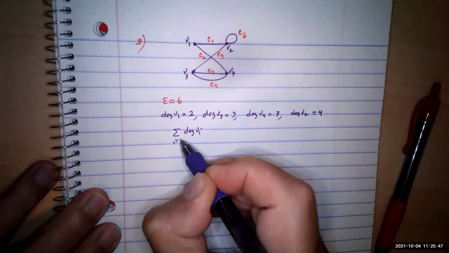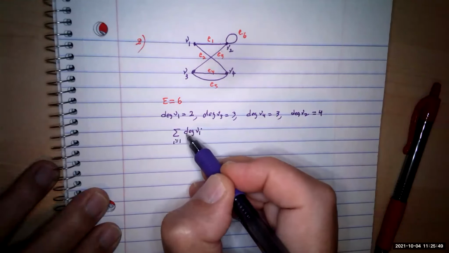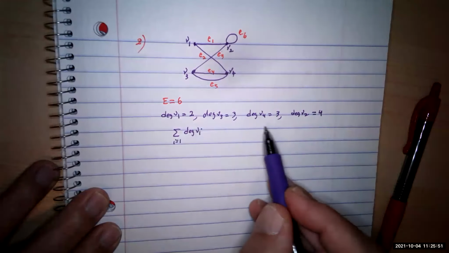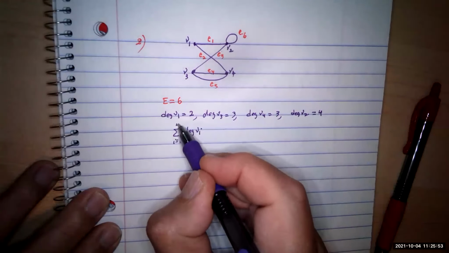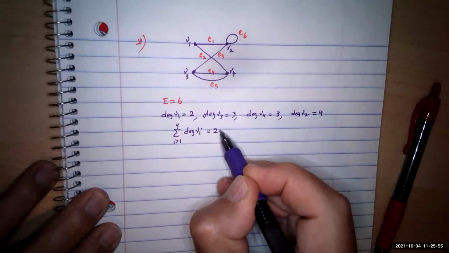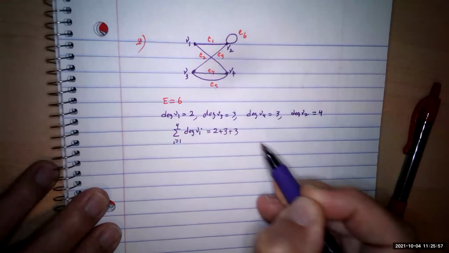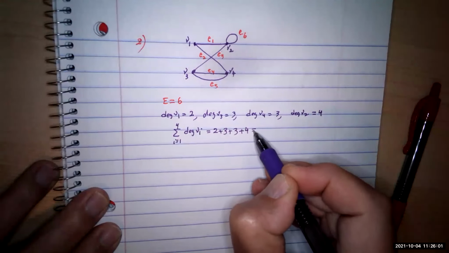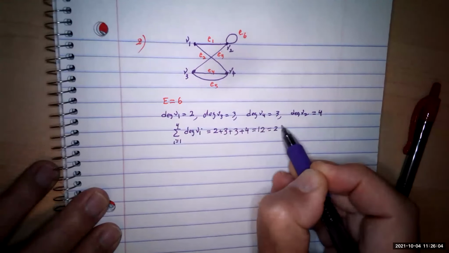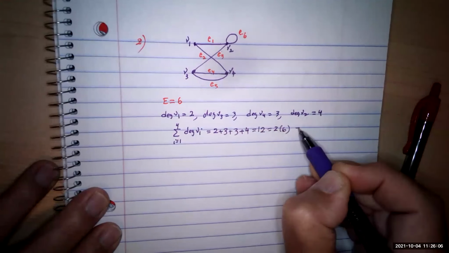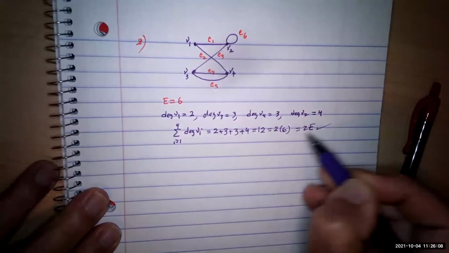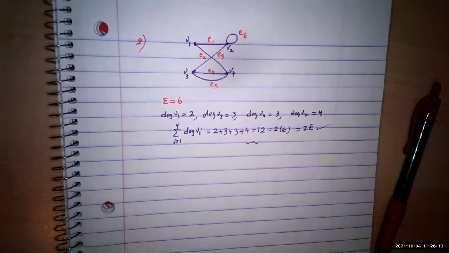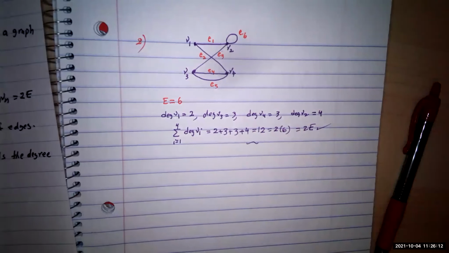So if you add the degrees together, in this case we have 2 plus 3 plus 3 plus 4. That gives you 12. And 12 is 2 times 6, so it's going to be considered to be 2e. So the formula is again satisfied.